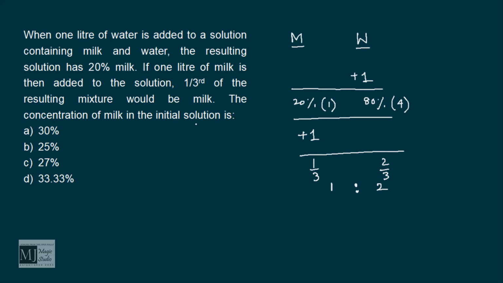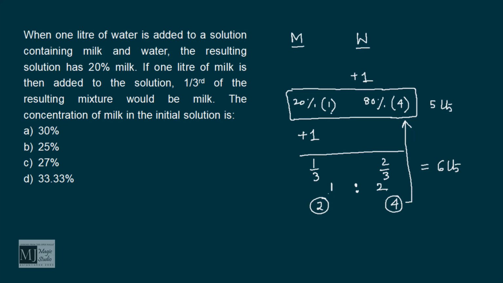The concentration of milk in the initial solution is what? If I block my data here with 1 and 4 liters, that is, suppose it is 5 liters, and now I am adding up 1 liter, that means this total should be 6 liters. Then if I divide this 6 liters in the ratio of 1:2, then 1/3 of 6 will give me 2 liters and 2/3 of 6 will give me 4 liters. Bingo, it is matching up with this.